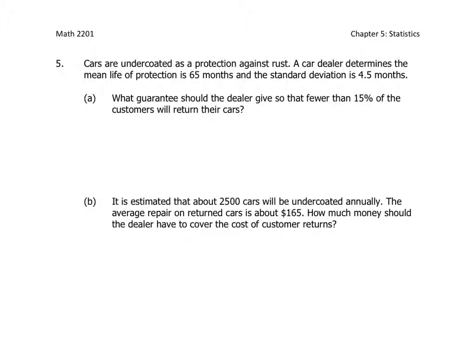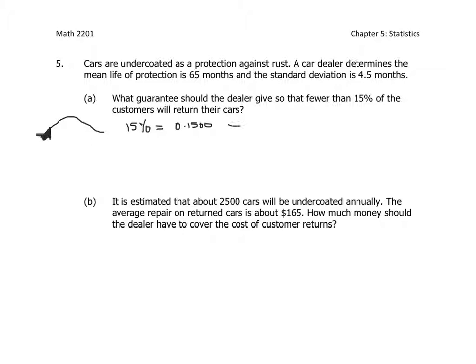Okay, question number 5. Cars are undercoated as a protection against rust. A car dealer determines the mean life of protection is 65 months and the standard deviation is 4.5 months. What guarantee should the dealer give so that fewer than 15% of the customers will return their cars? So again, we're looking at a normal distribution where fewer than 15% would be down here somewhere. And we would be trying to figure out what z-score goes with 15%. So 15% would be in decimal form 0.1500 if you divide 15 by 100.